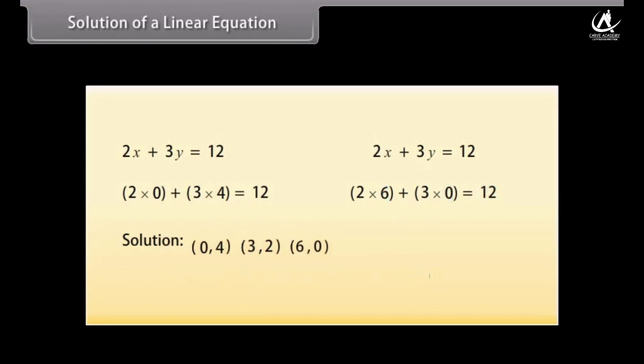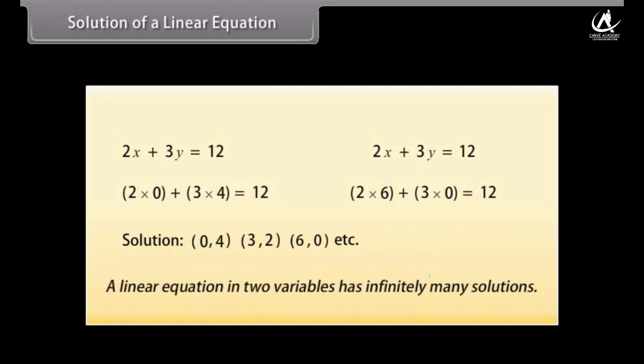Similarly, many other solutions can be taken from this single equation, and there is no end to different solutions of a linear equation in two variables. Therefore, we can say that a linear equation in two variables has infinitely many solutions.